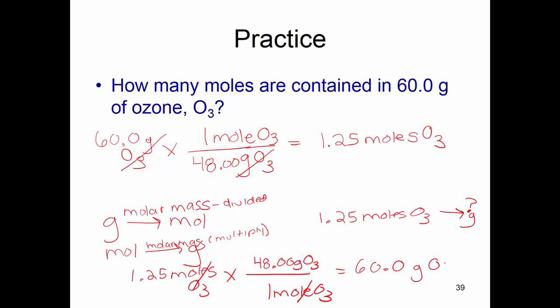Okay, so all I wanted to show you was how you would do this in reverse, and so I just did the reverse of this problem here. Okay, but if you start with moles and you go to grams, you're going to multiply times the molar mass. All right, I hope this helps.